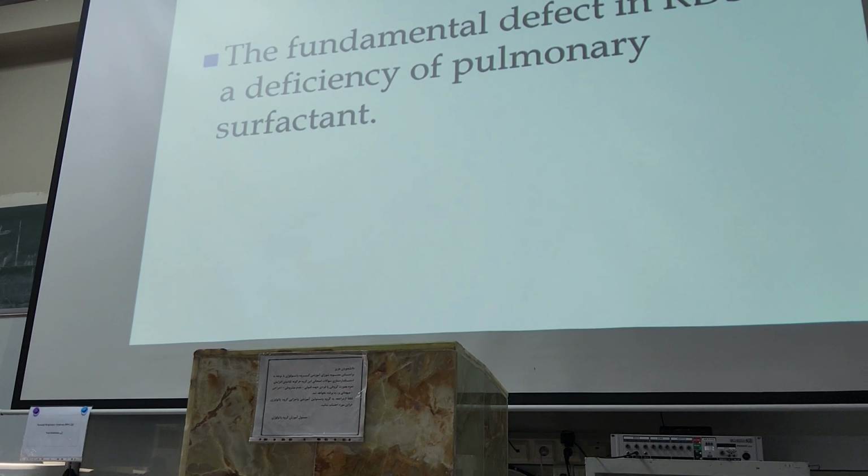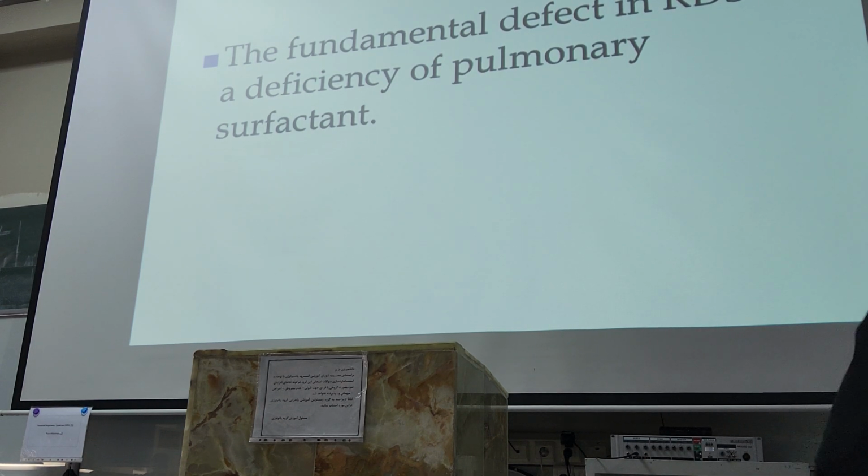And do you know which cells secrete surfactant? Pulmonary alveolar pneumocyte type 2. Okay. So the defect in RDS is the lack of surfactant in the lungs.